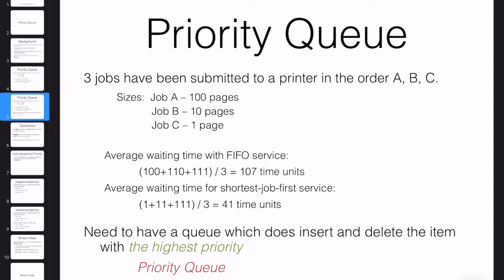We define another metric and always want our queue to give us the item with the highest priority. Here the priority has been defined based on the length, so the shorter, the higher priority. This type of abstract data type is called a priority queue.